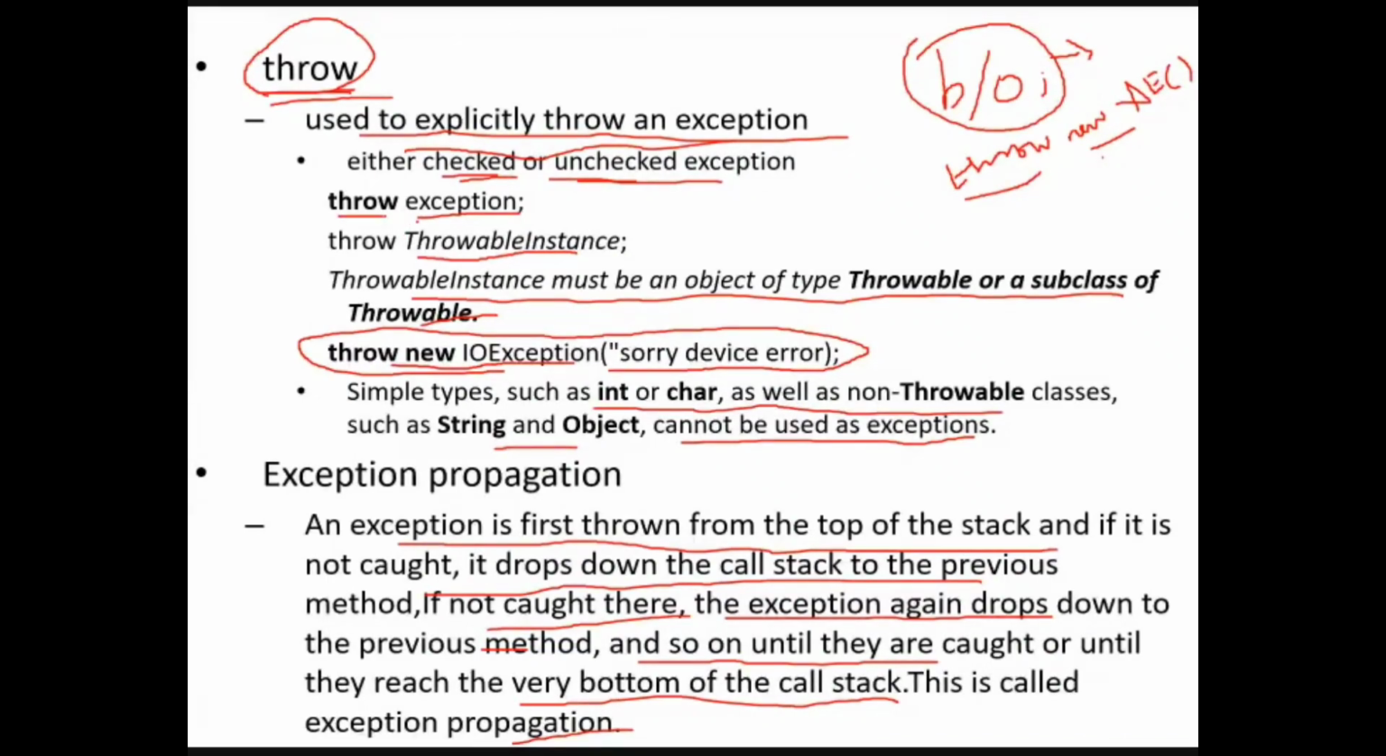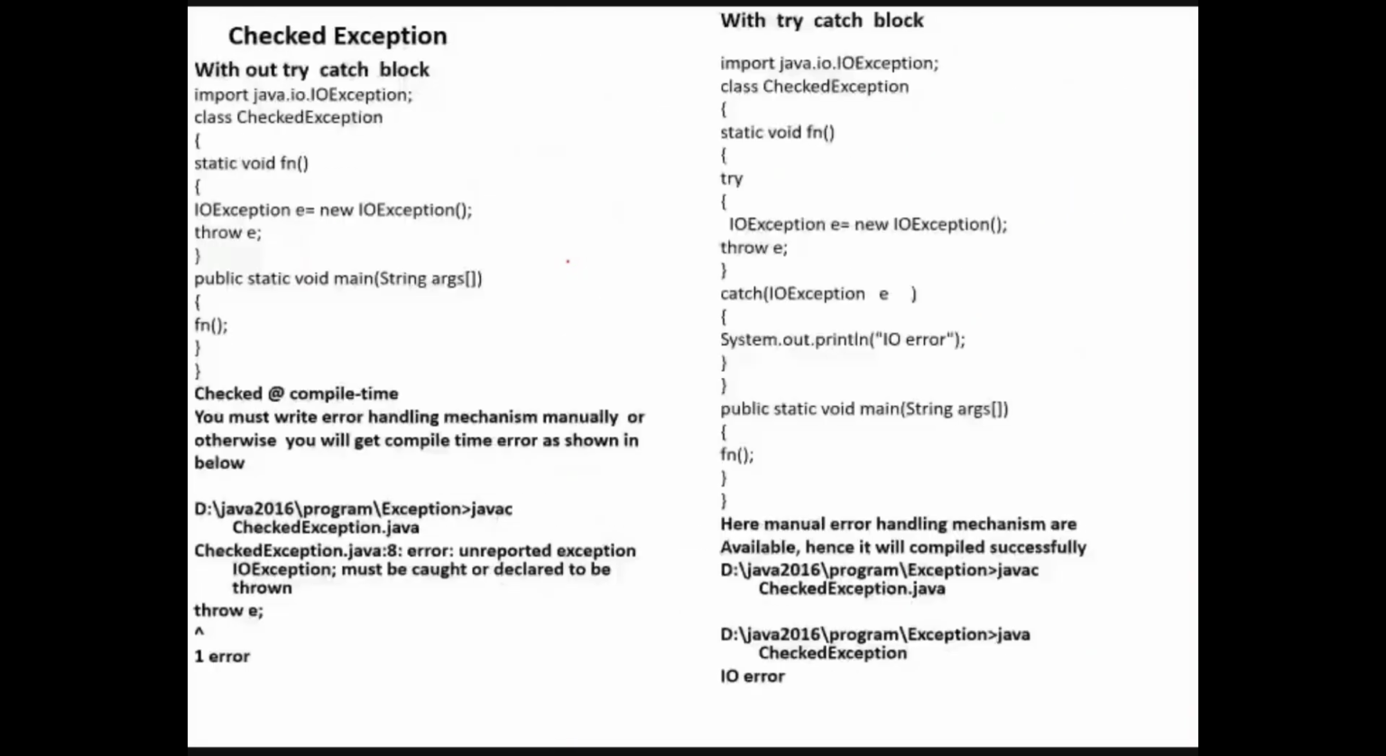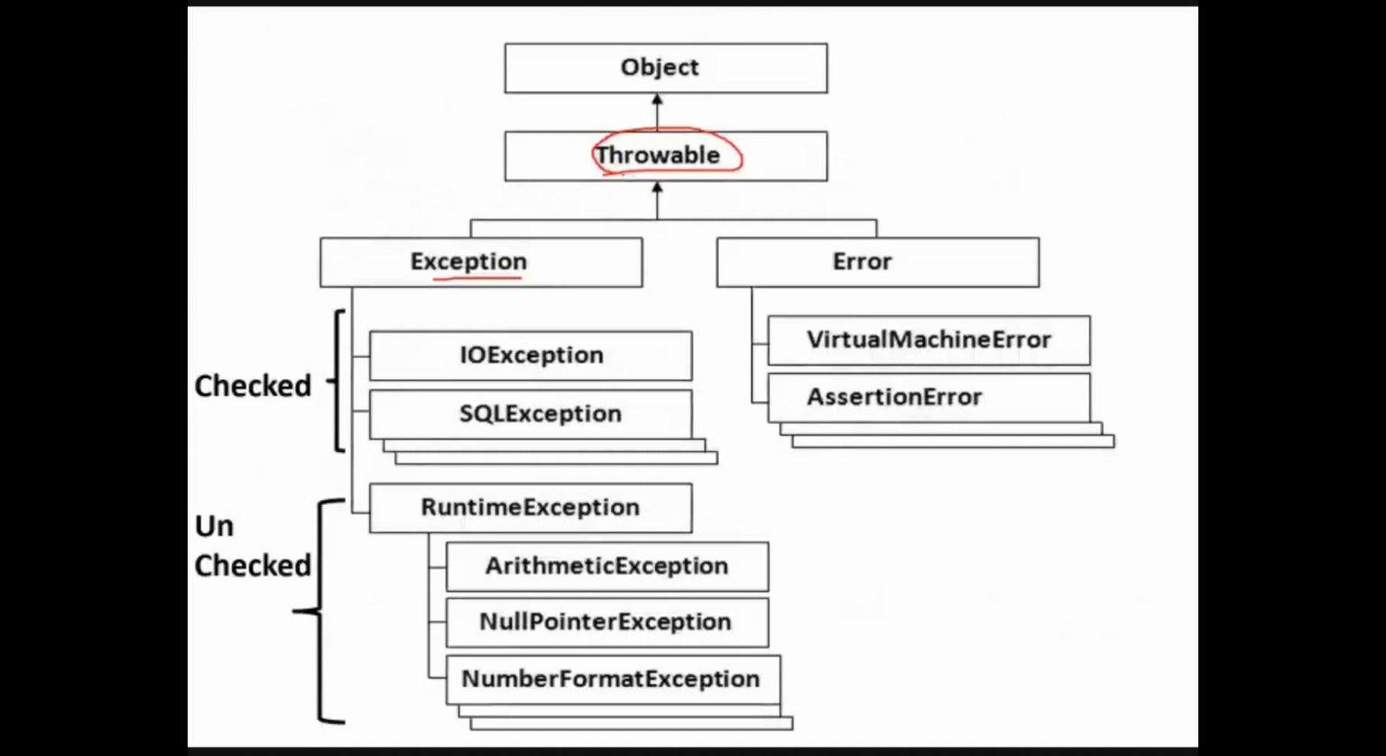Here I am throwing one object, and that object should be a Throwable instance. Throwable is the superclass for all the exception classes. You cannot throw int, char, float, or string like that. You can only throw a Throwable instance, so you can throw only that type of object.